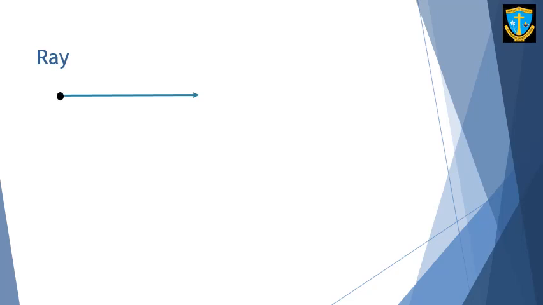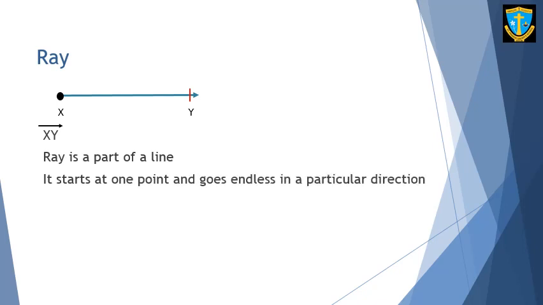Ray is a line with a fixed endpoint on one side and an arrow on the other side. We can name this ray as ray XY and put the denotation of a ray on top of it. A ray is a part of a line. It starts at one point and goes endlessly in a particular direction, like the sun rays, and you will have many examples. The rays of a torch: the light starts from one point and goes endlessly in the other direction.